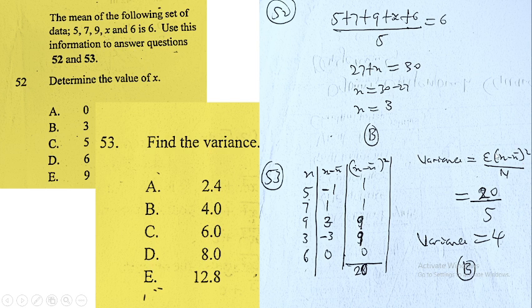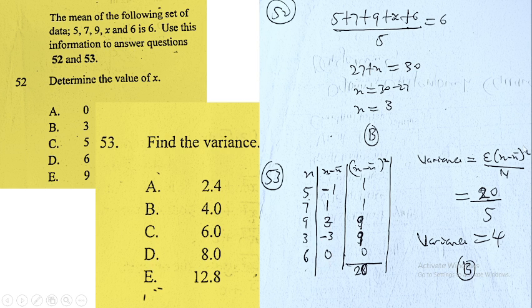Then for number 53, we have to find the variance of this set of numbers, and the variance is the summation of open bracket x minus x bar squared over number of data, because we are finding the variance of an ungrouped data. So of course the set of data is 5, 7, 9, 3 and 6, and we already know the mean of the set of data, which is 6. So we can find x minus x bar, which is x minus the mean. Mean is 6. Then we have 5 minus 6 is minus 1, 7 minus 6 is 1, 9 minus 6 is 3, 3 minus 6 is minus 3, 6 minus 6 is 0.